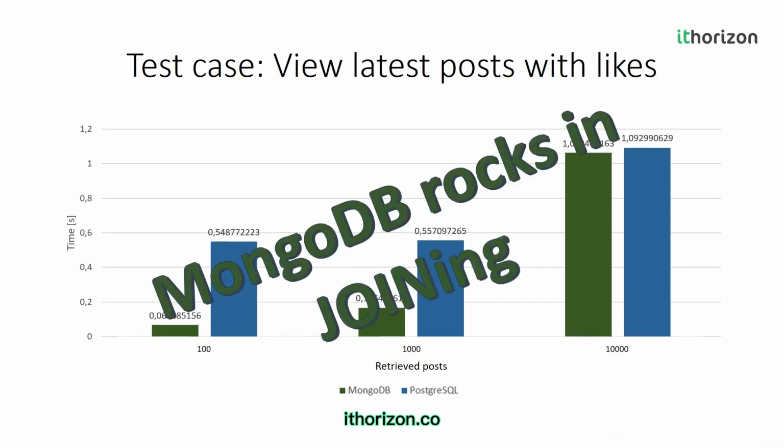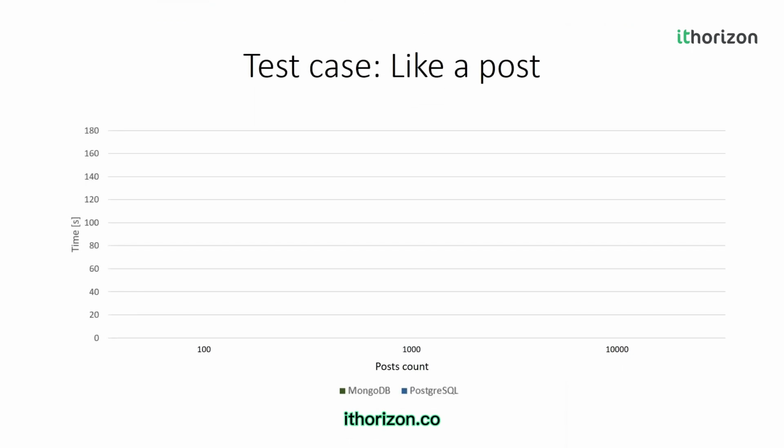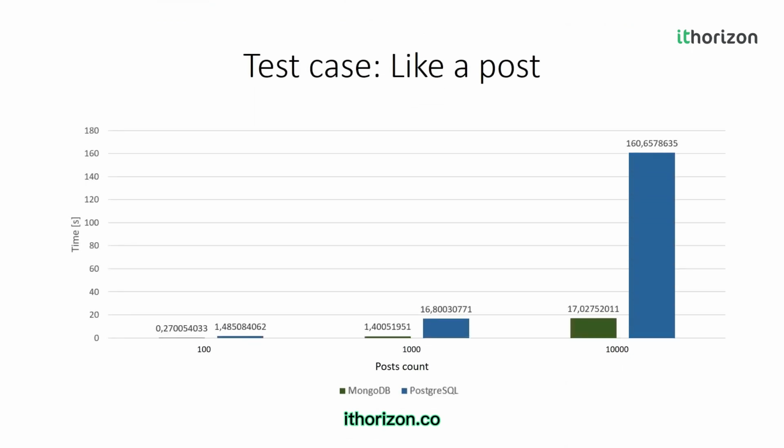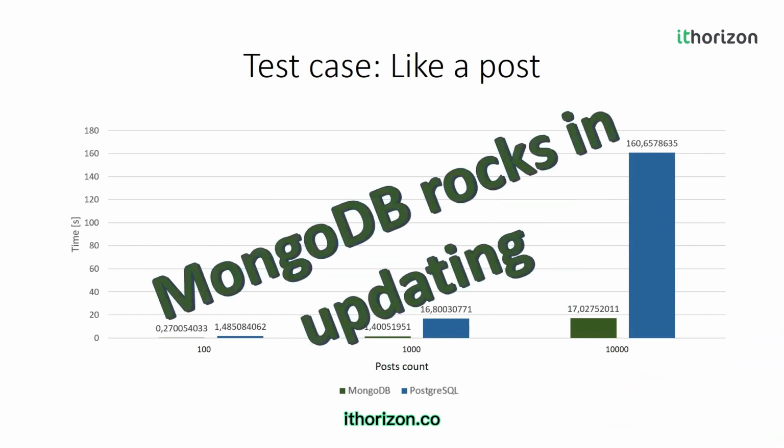This benchmark inserts likes for a post. As you can see, MongoDB outperforms PostgreSQL once again. It just has to find a post using an index and insert an element into the array of likes. PostgreSQL probably needs more time because it has to check the foreign key constraints.